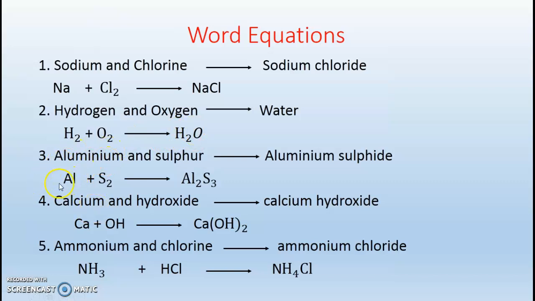I have aluminium, which is a metal, and I have sulfur, which is a molecule. So even they react, this is what I get. So in the word equation, aluminium and sulfur give me aluminium sulfide. Calcium and hydroxide give me calcium hydroxide. That is the chemical equation here.